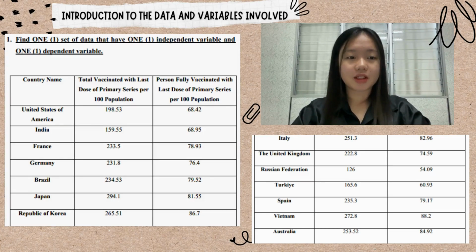Firstly, the introduction to the data and variables involved. This is the set of data that has independent and dependent variables. The independent variable in this data is total vaccinated with last dose of primary series per 100 population. Meanwhile, the dependent variable is persons fully vaccinated with last dose of primary series per 100 population. Secondly, we only chose 35 data from the database, which is n equals 35.